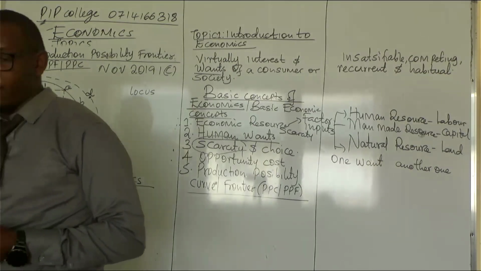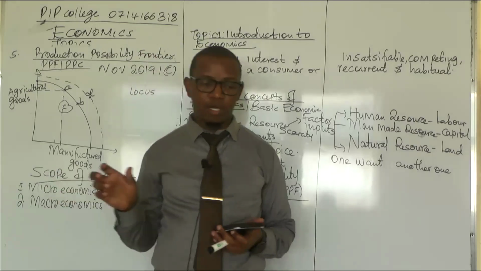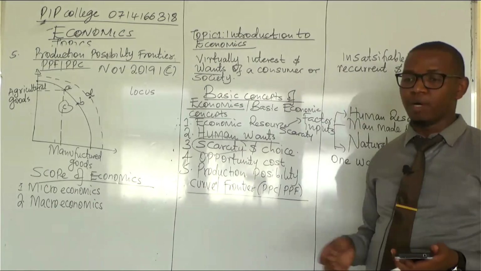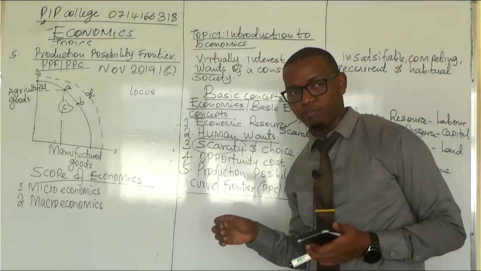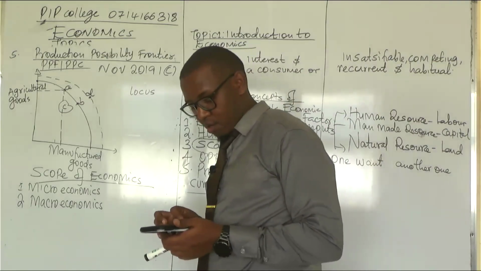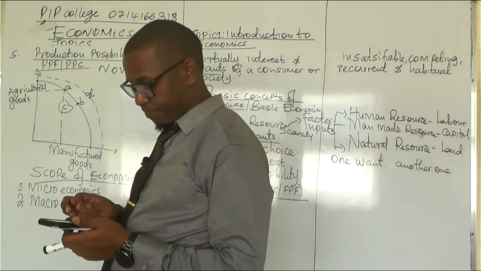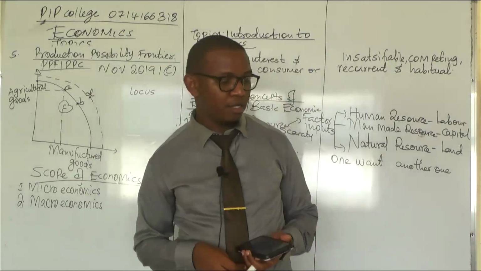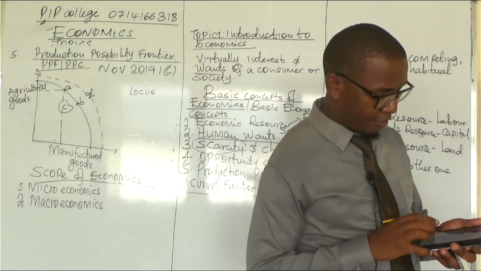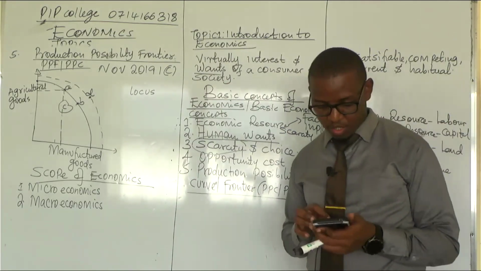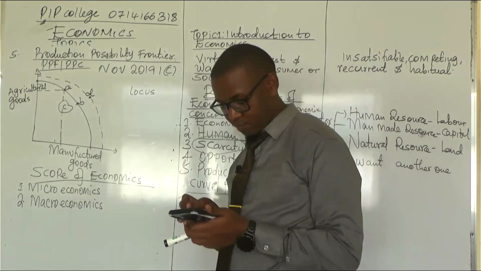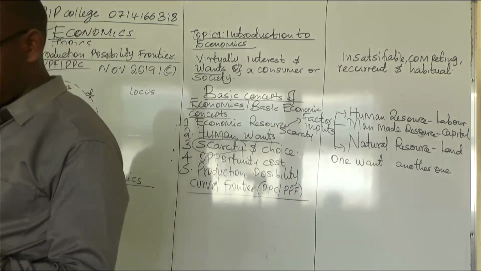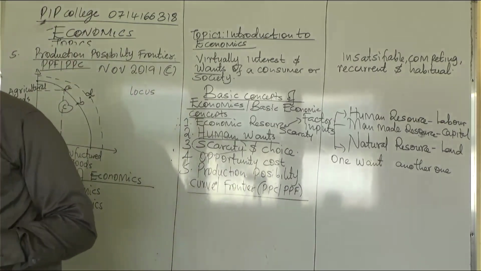So basically what I've said is that we'll be able to talk about national income accounting, money and banking, inflation and unemployment. We'll also talk about international trade, economic growth and development, etc. So that is it on that part.